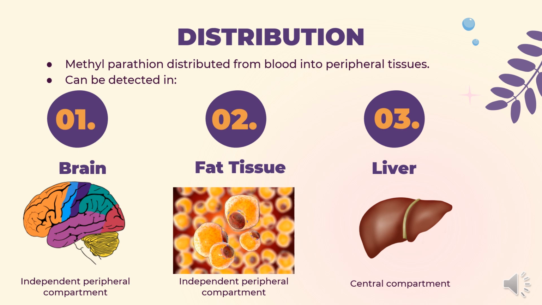Methyl parathion has a large apparent volume of distribution from blood into peripheral tissue. Methyl parathion was detected in brain, fat tissues, and liver after administration. Brain and fat were designated as independent peripheral compartments, whereas liver and blood were designated as the central compartment.